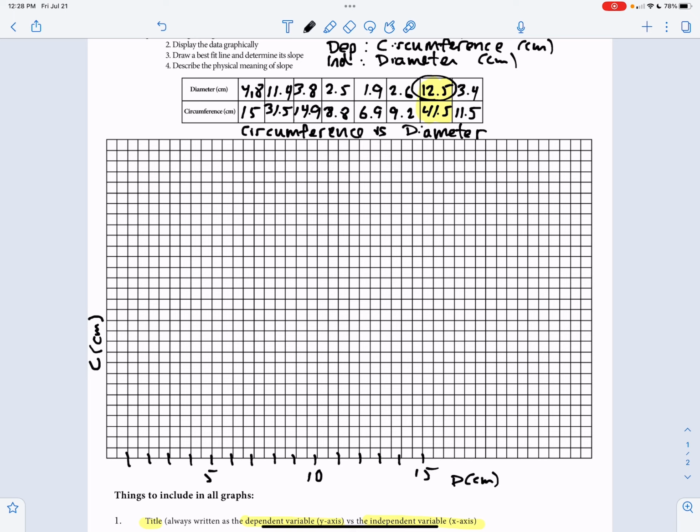Okay, so I'm going to go ahead and work with this data right here where my interval, my scale is going by 1s, but my interval I chose to skip 2 boxes for every one. So every 2 boxes is 1 centimeter, right?